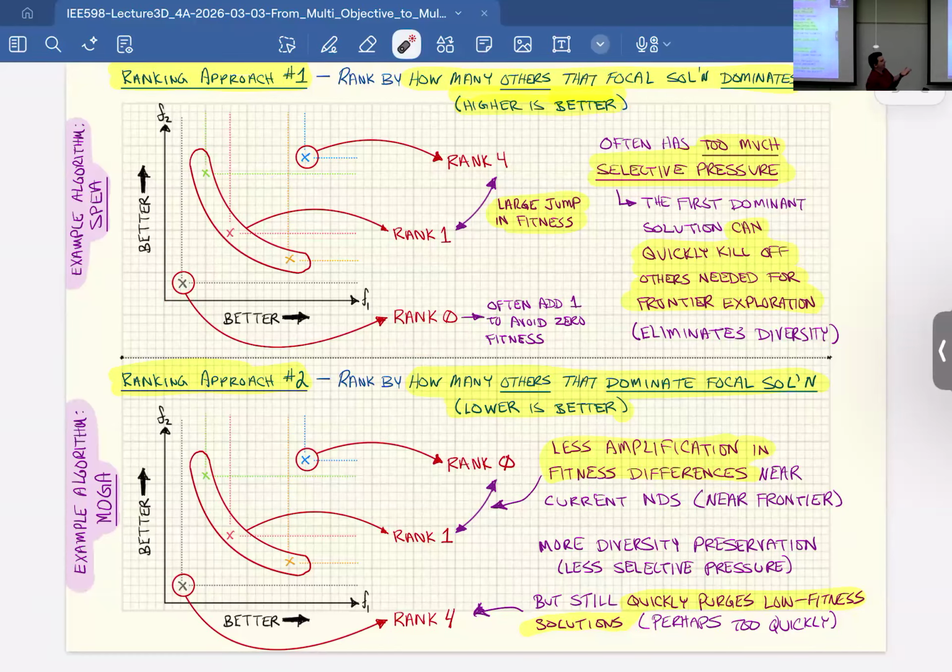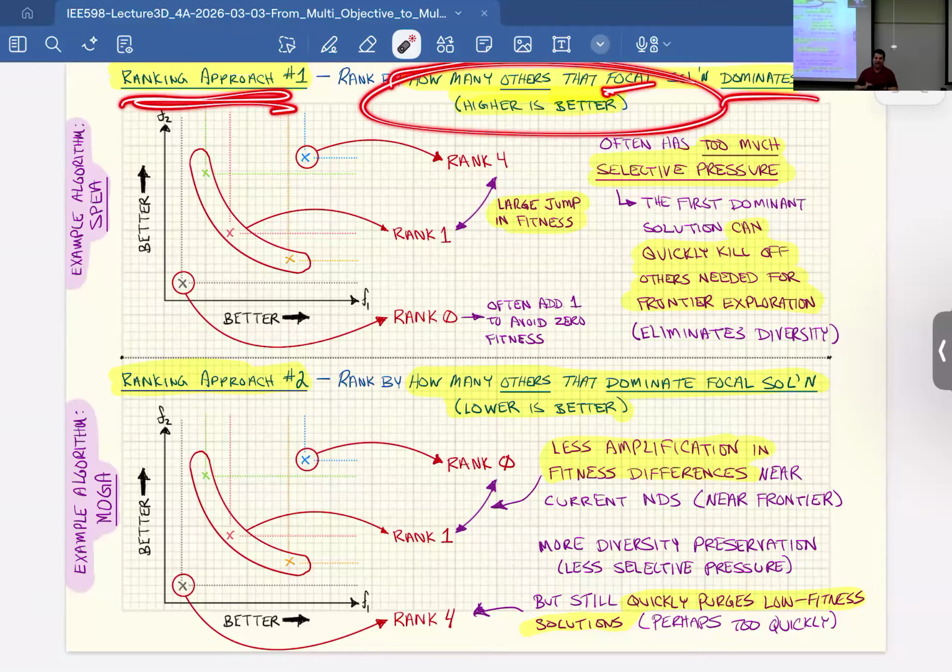Now, it's not great in an evolutionary algorithm to have a fitness of 0 because a lot of these early evolutionary algorithms depended on fitness proportional selection. And with fitness proportional selection, 0 fitness values can be a problem for a number of reasons. So oftentimes you just add 1 to all of these. So instead of being 0, 1, and 4, it becomes 1, 2, and 5. All right, so that's one approach, ranking by how many the focal solution dominates.